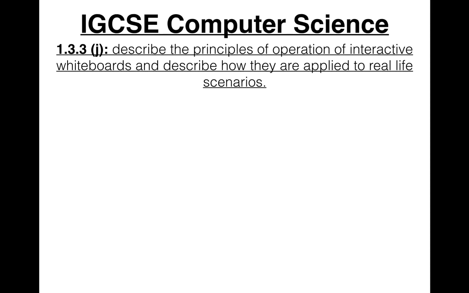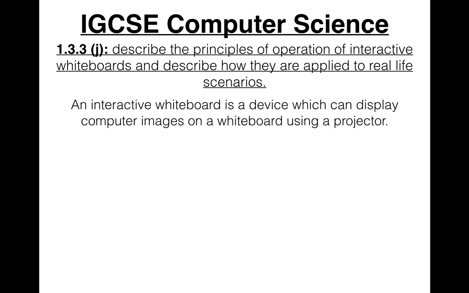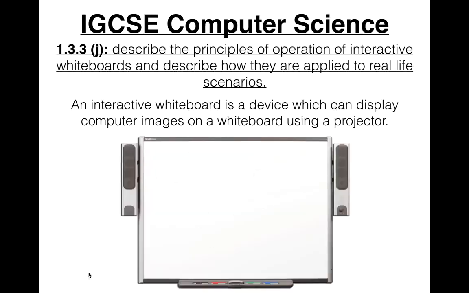IGCSE Computer Science, Syllabus Statement 1.3.3J, and this is about interactive whiteboards. Now this is the last of the input devices that we have to cover besides sensors, but sensors is kind of a whole different thing by itself. Anyway, an interactive whiteboard is a device which can display computer images on a whiteboard using a projector. Now your school may have interactive whiteboards, such as the smartboard here. So we're going to be describing how they are used and their advantages.